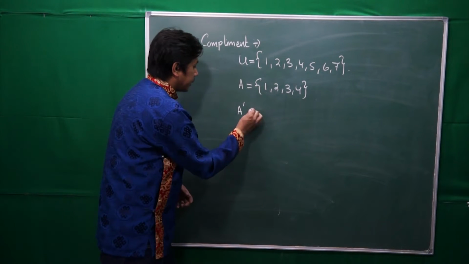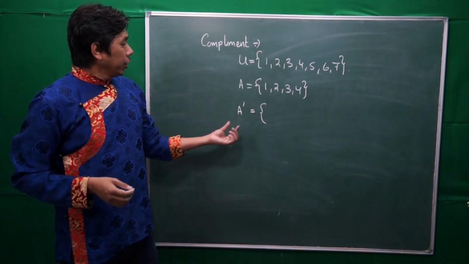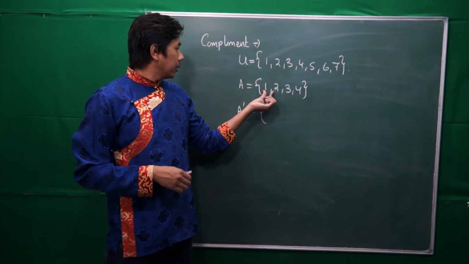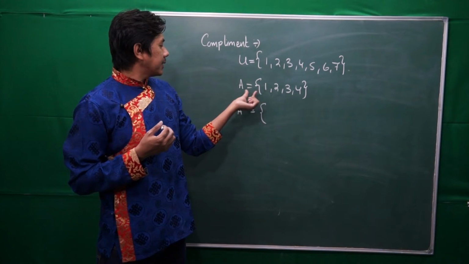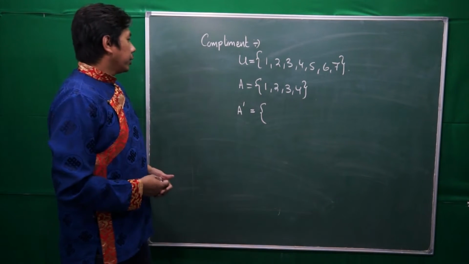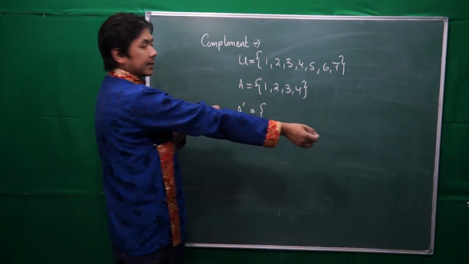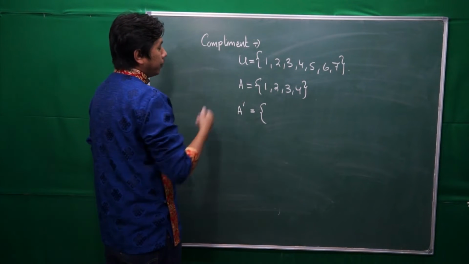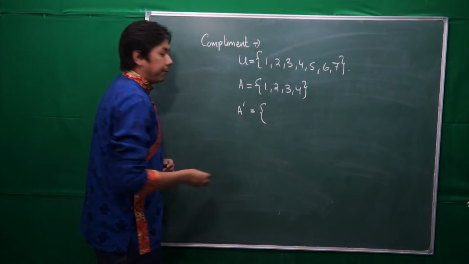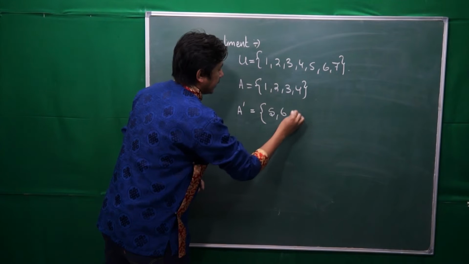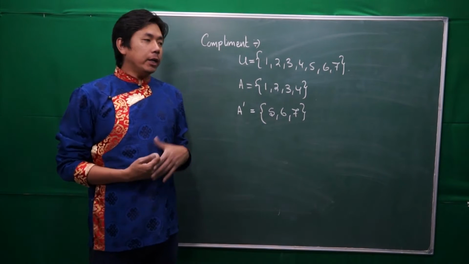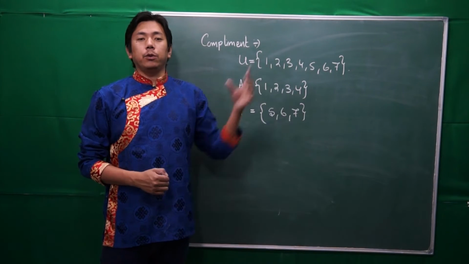Now what happens after this complement operation is applied? You are going to get all the values that are left after set A has been subtracted from universal set U. So universal set U is 1, 2, 3, 4, 5, 6, 7. Set A is 1, 2, 3, 4. After removing set A from set U, what is left? We are left with 5, 6, 7. So this is the complement of A. Simple. All you need to do is remove all the elements of A from the universal set.